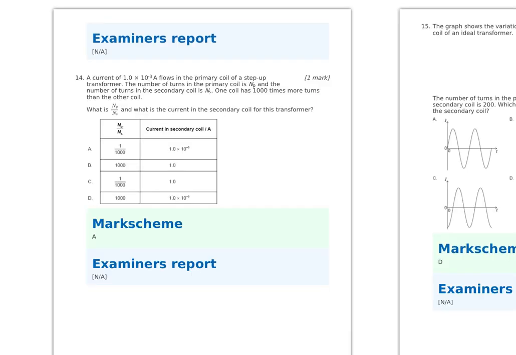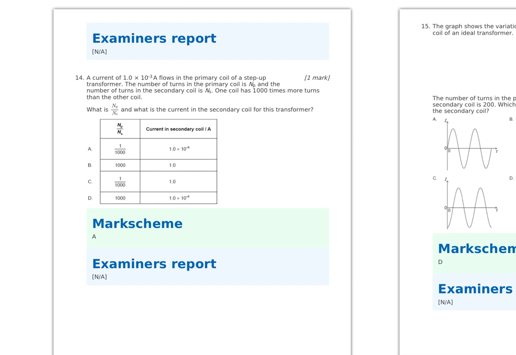Number 14. So they give us the current. We have a transformer. It gives us the turns in the primary coil is NP, secondary is NS. One coil has 1,000 times more turns than the other coil. So really what that means, 1,000 times the other, I guess it doesn't say which is which, but the ratio of the two, NP over NS or NS over NP, is 1,000. And then it's like, well, which is it? Is it 1 over 1,000 or is it just 1,000 over 1?